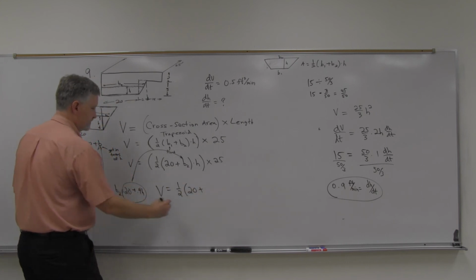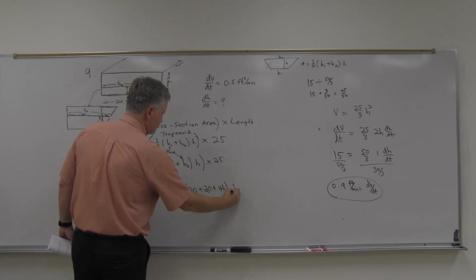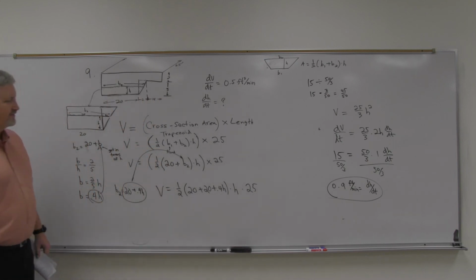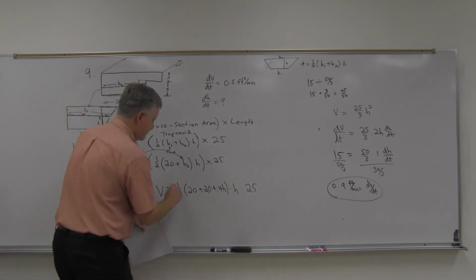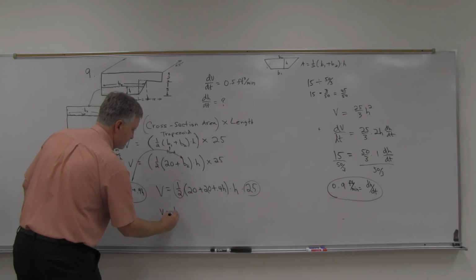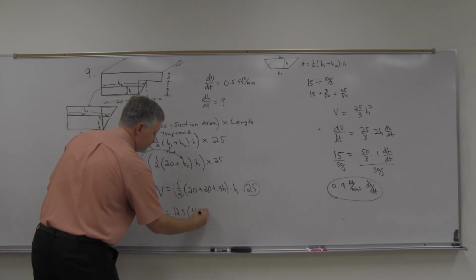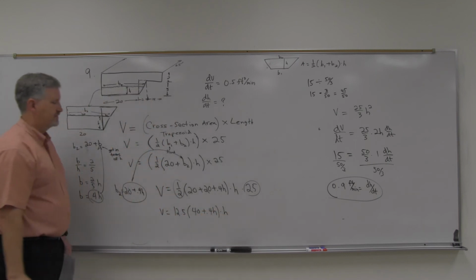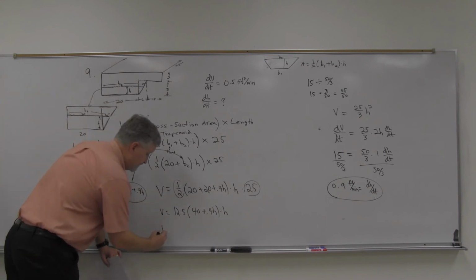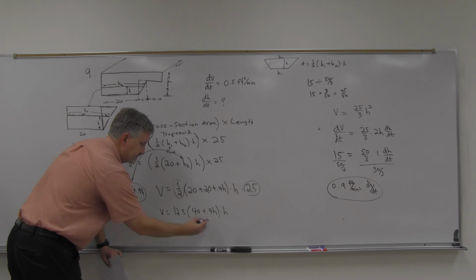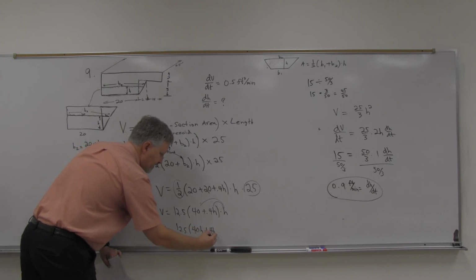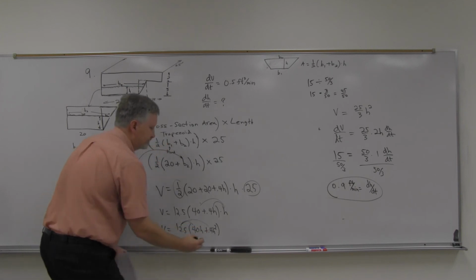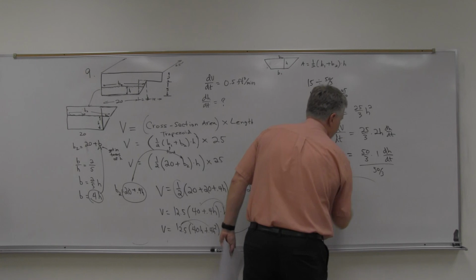So that'd be one half times 20 plus B2, which is another 20 plus 0.4 h, times the h, times 25. You've got your half times your 25, that's 12.5. And then here that'll be 40 plus 0.4 h times an h. So let's go ahead and multiply this out. Multiply the h in there, so it'll be 12.5 times 40 h plus 0.4 h squared. And let's multiply the 12.5 in there, so we've almost got this whipped.